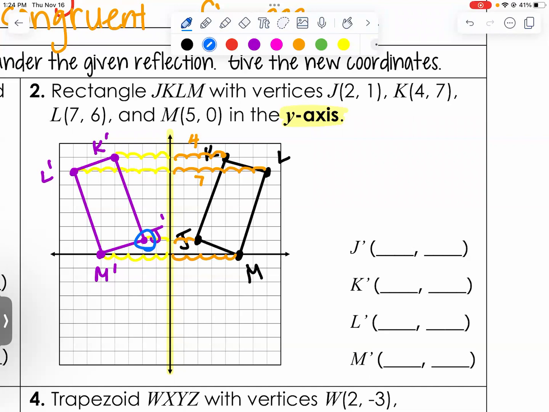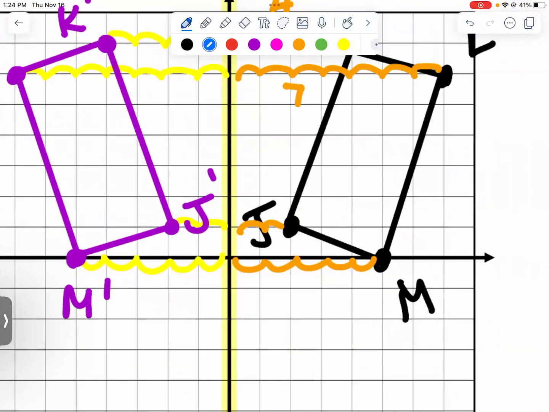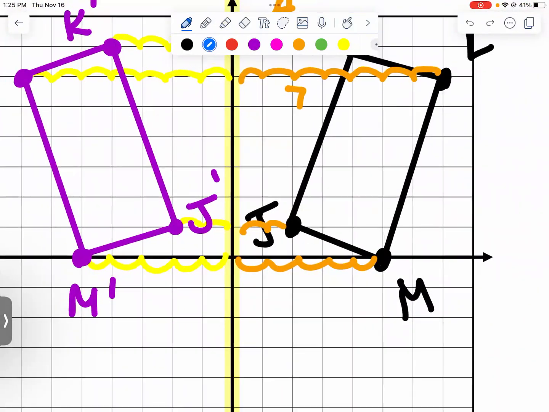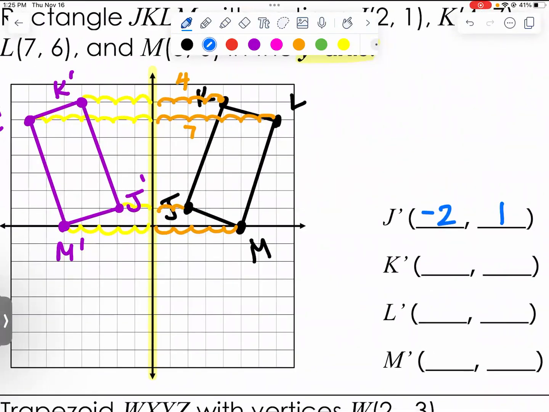All right, so J prime. What is that coordinate right there? Emma? -2, 2. -2, +2. 1. Something. -2, 1. We only had to go up 1 to get there.